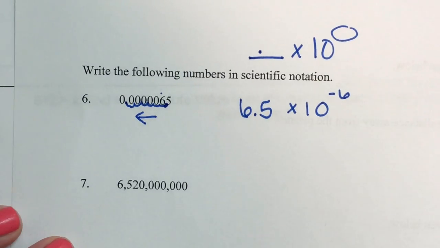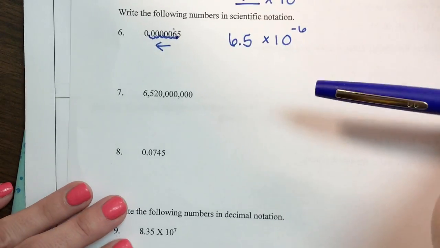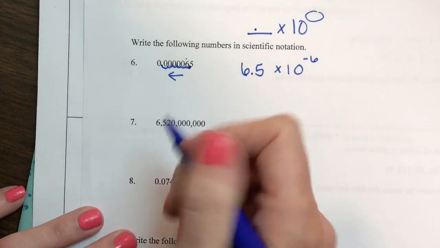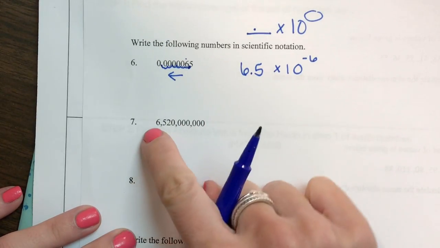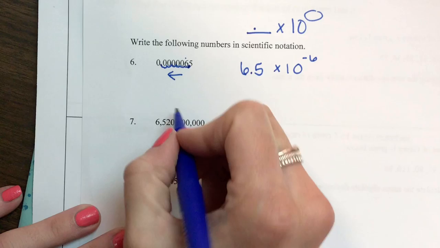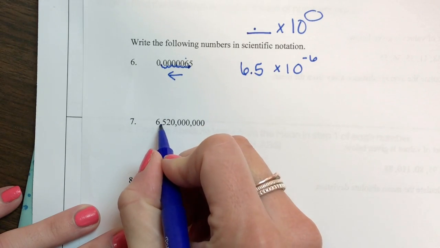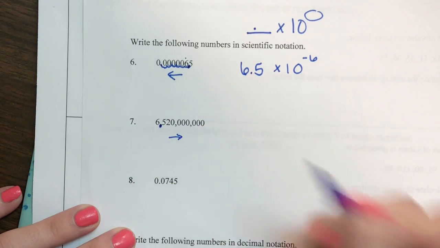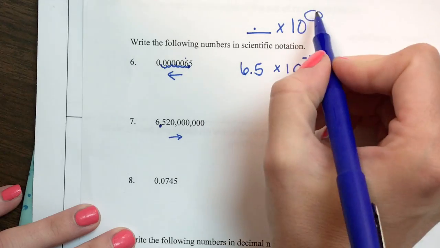Okay? And then opposite for your really big numbers. If it starts with a digit and it has a bunch of commas that go behind it, you're going to end up moving your new decimal to the right, and it's a big number, so your exponent will be positive.